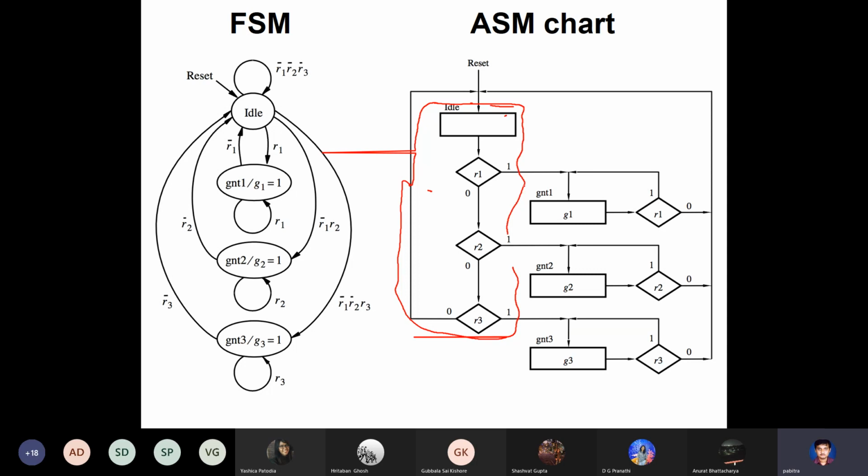What is the second ASM block? This is the second ASM block. Similarly, this is the third ASM block, and this is the fourth ASM block. So for these 3 ASM blocks, this is the input, and you have 2 outputs, this and this.